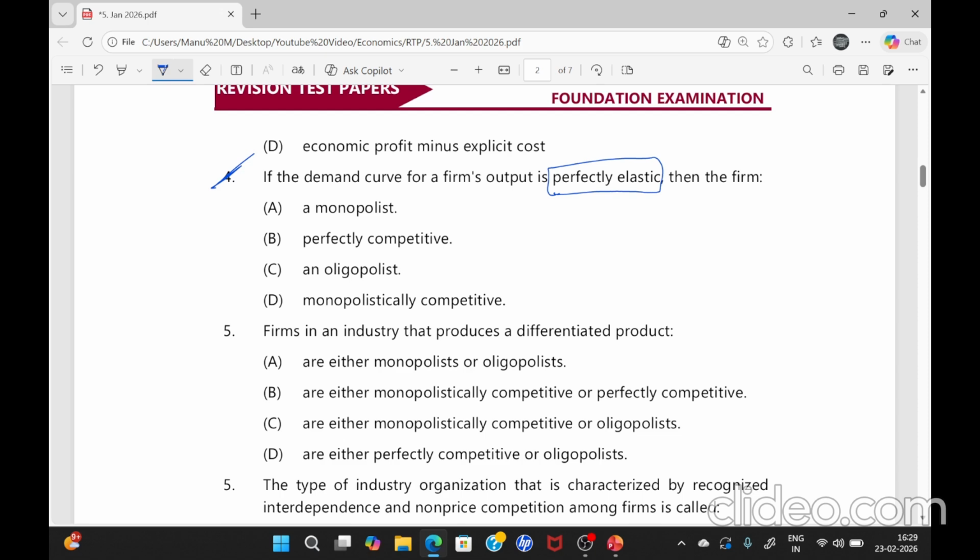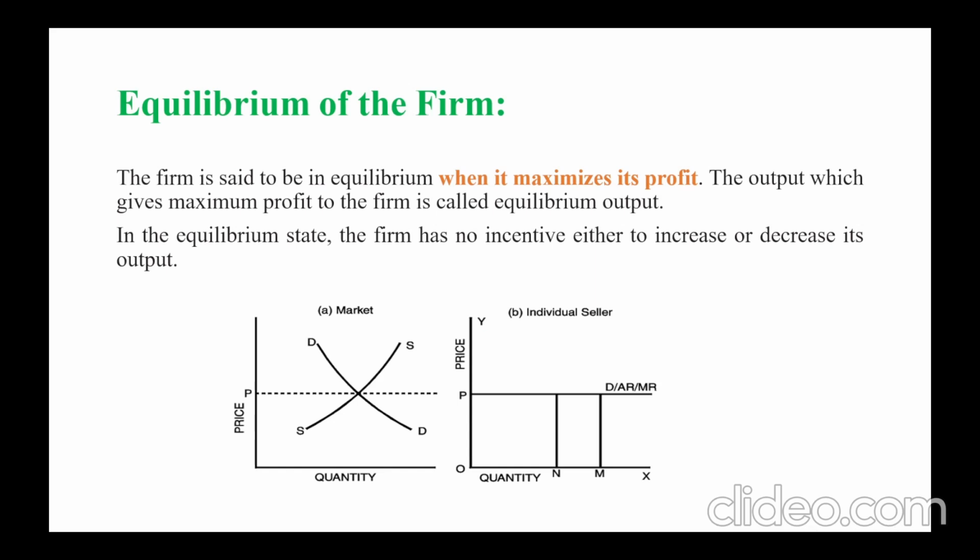So here the answer is perfectly competitive, because the demand curve of a perfectly competitive firm is perfectly elastic. So conceptually, what do we mean by perfectly elastic? By perfectly elastic, we mean that a small change in the price leads to an infinite change in the demand. That is known as perfectly elastic.